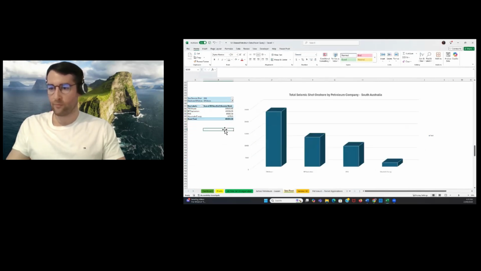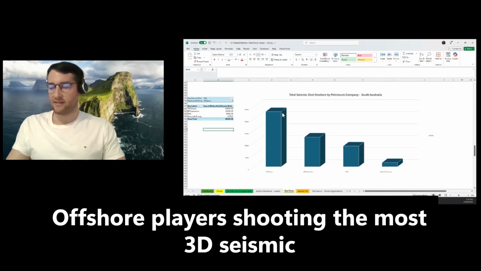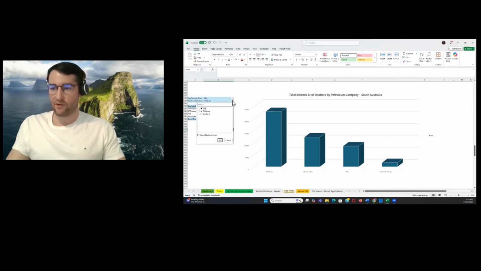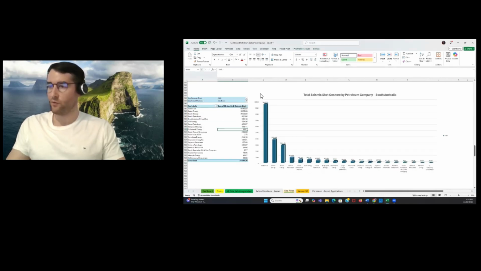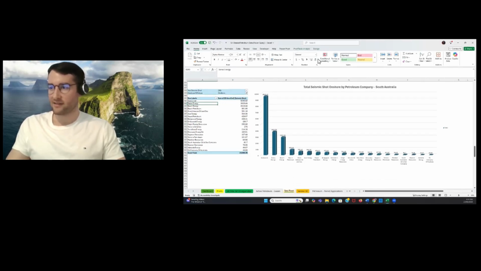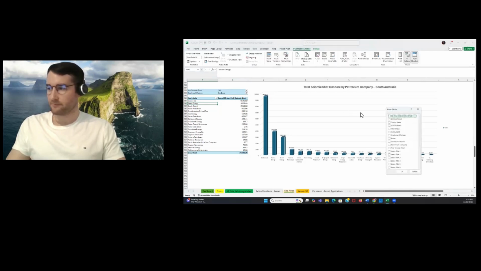I go offshore. Okay, I can see that Woodside Energy, PGS, BP Exploration, and PGS NOPEC, and I can have a bit of a look through that. Now, some of these guys might have been in the market a long time ago and shot this a long time ago, so you have to filter that out by year to get a pretty good idea. So if I wanted to do that, I'd just add in a slicer here for year seismic shot.